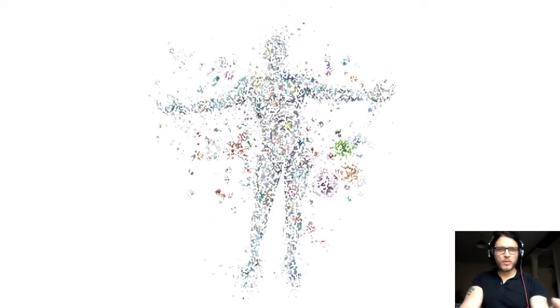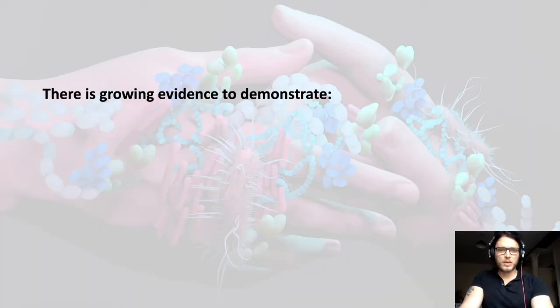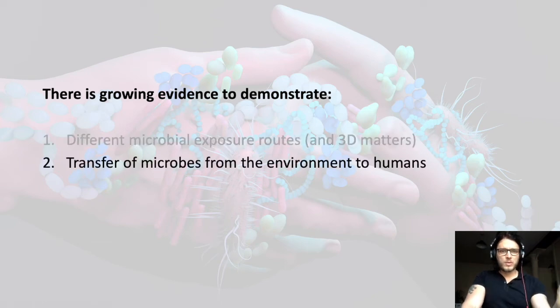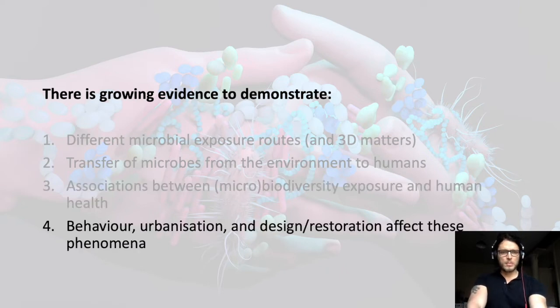From a human health perspective, it's thought to be really important to be exposed to lots of different kinds of microbes from an early age in order to train the immune system and provide a sort of robust health in later life. Many of these microbes come from the environment, and there's growing evidence to demonstrate that different microbial exposure routes occur. The transfer of microbes from the environment to humans can occur, and it can change the compositional makeup of the microbiome of the skin, for example. There are associations between microbial biodiversity and exposure and human health, and behaviour, urbanisation, design and restoration affect these phenomena.